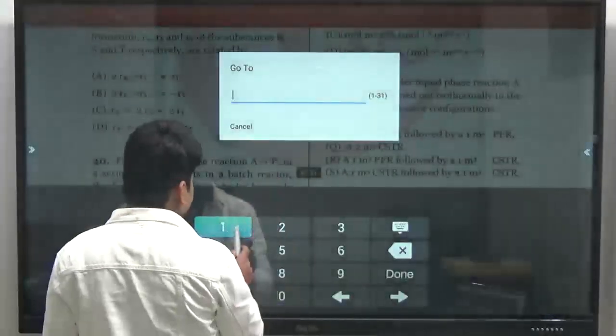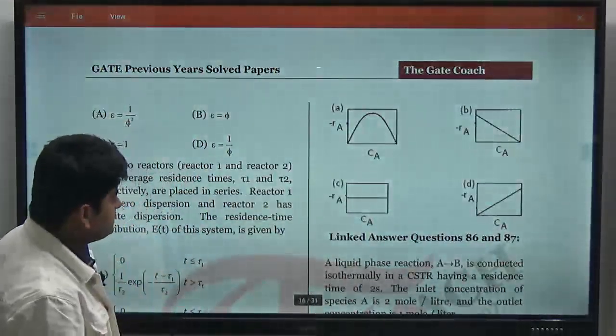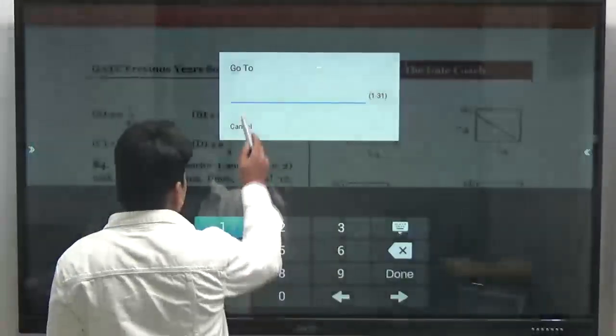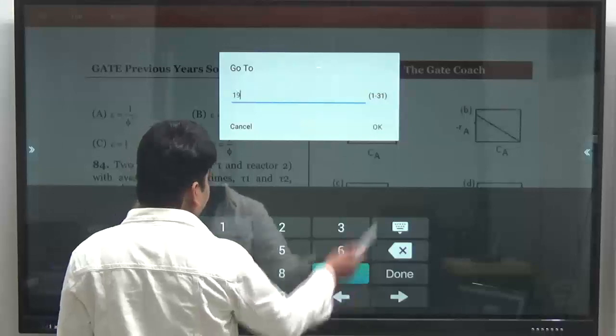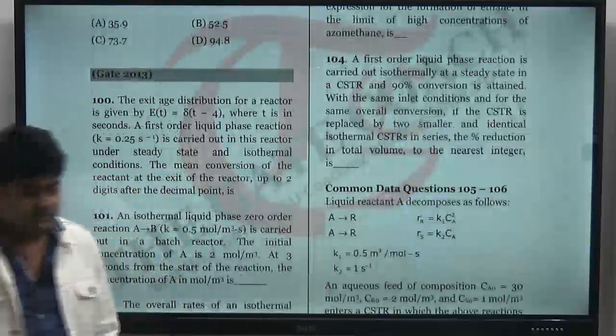43, then 104. 104 कहाँ होगा? I don't know. Let's say 16 पर नहीं है, 19 पर हाँ.